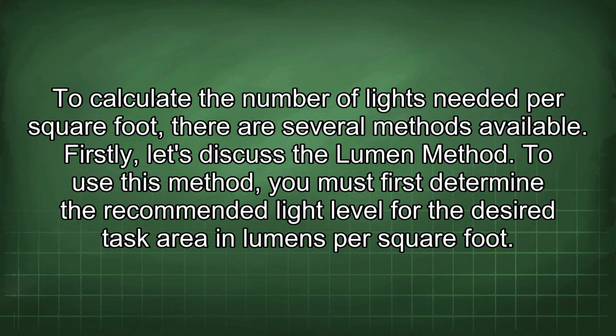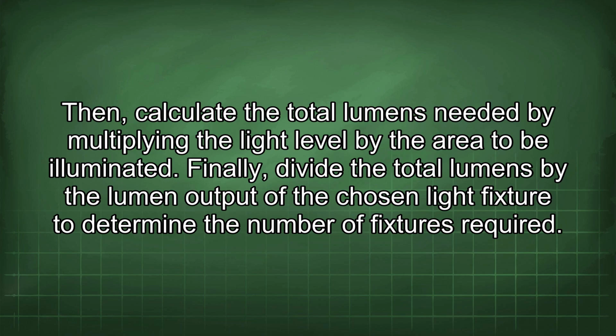To calculate the number of lights needed per square foot, there are several methods available. Firstly, let's discuss the Lumen method. To use this method, you must first determine the recommended light level for the desired task area in lumens per square foot. Then calculate the total lumens needed by multiplying the light level by the area to be illuminated.